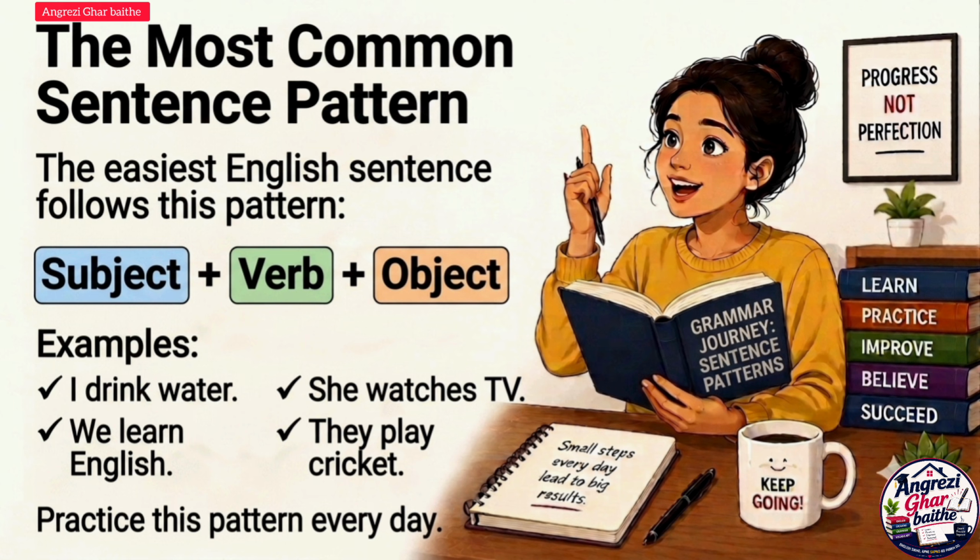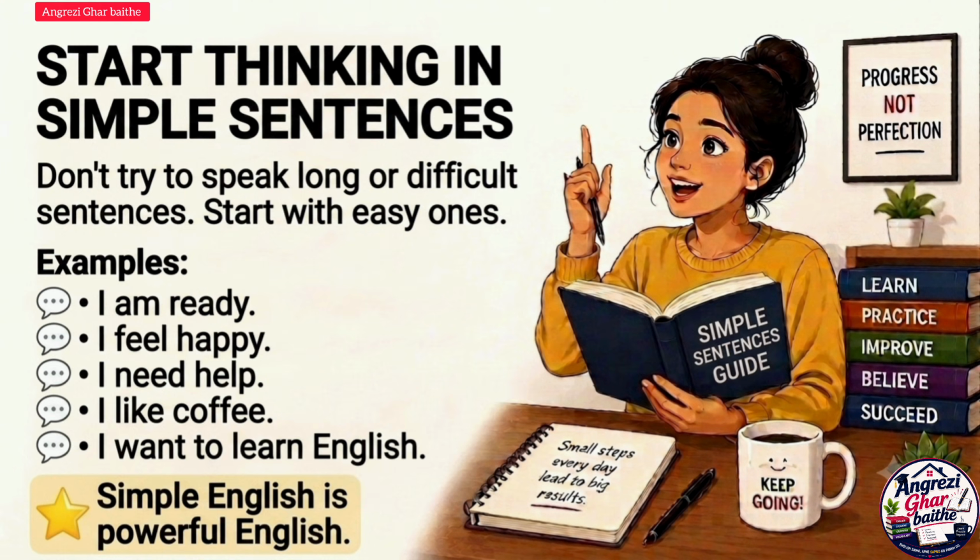Practice this pattern every day. Start thinking in simple sentences. Don't try to speak long or difficult sentences. Start with easy ones. Examples: I am ready. I feel happy. I need help. I like coffee. I want to learn English. Simple English is powerful English.